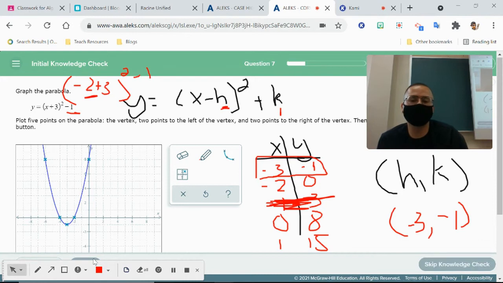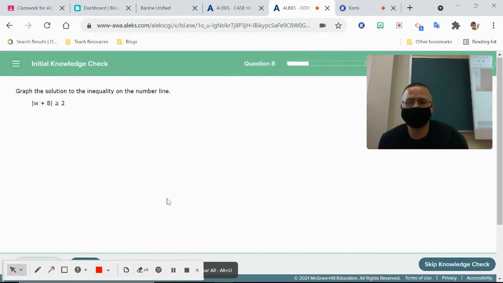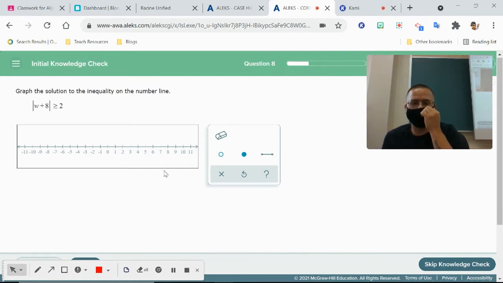You will do this in Algebra 2 quite a bit. This is an absolute value inequality. We did not solve those either. You will definitely do this in Algebra 2. You do it the same way, except how does this work?